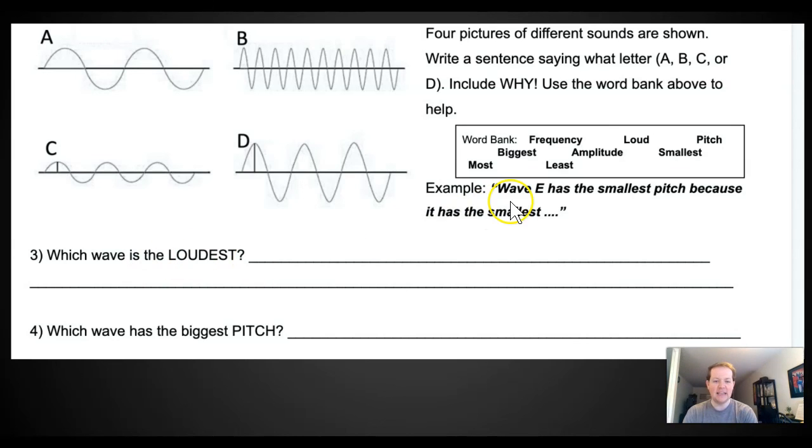I want a sentence. I have an example here. You could say, wave E is the loudest because. Here are some words. What does loud be based on? What does it use? It was the amplitude, remember? Loud sounds have big amplitudes. So try to write 4 sentences.